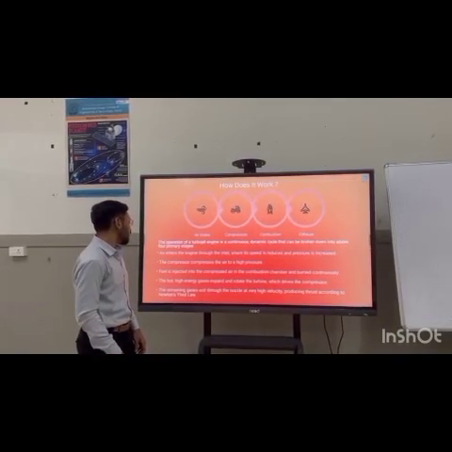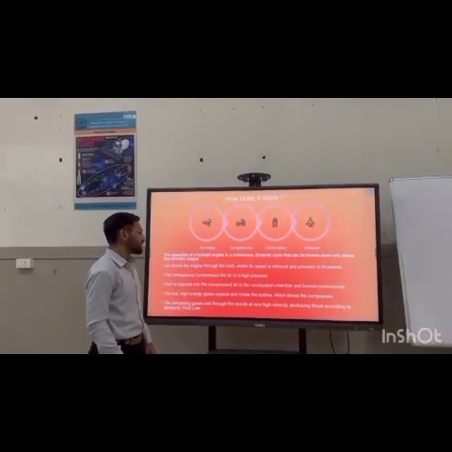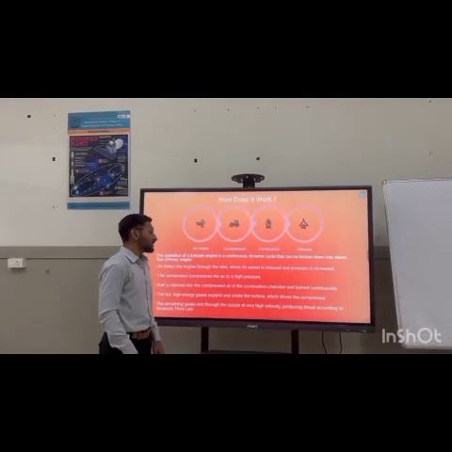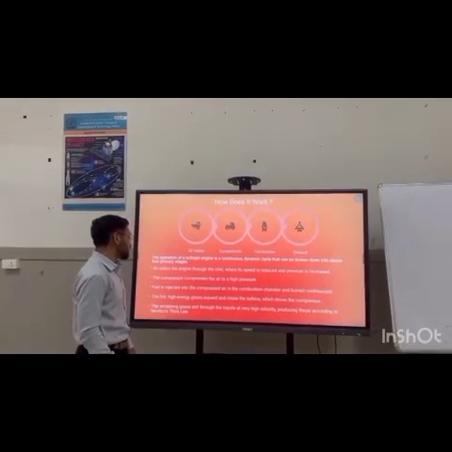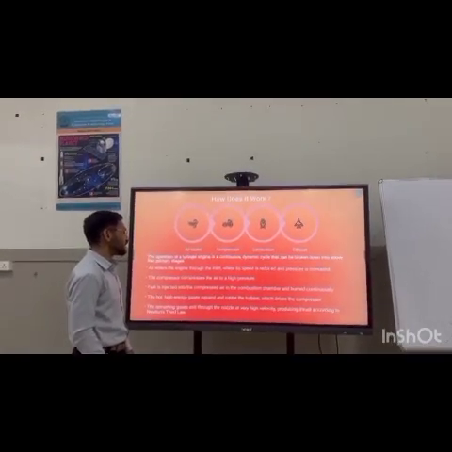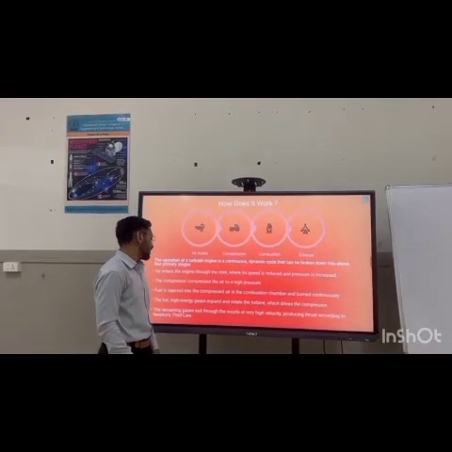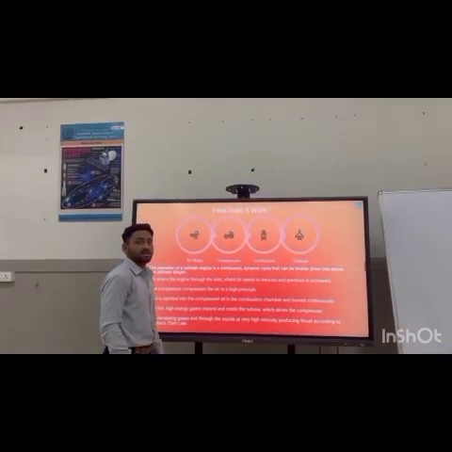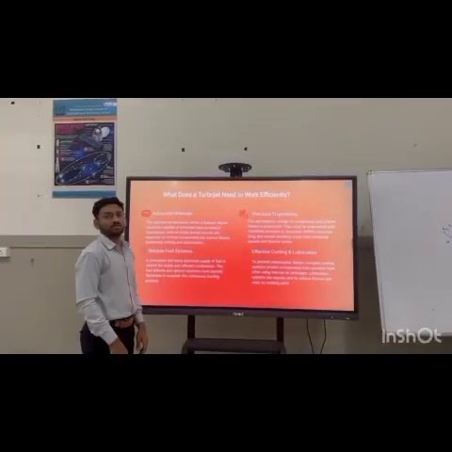Exhaust: the hot, high energy gases expand and rotate the turbine, which drives the compressor. The remaining gas exits through the nozzle at very high velocity, producing thrust according to Newton's third law. According to the Brayton cycle.